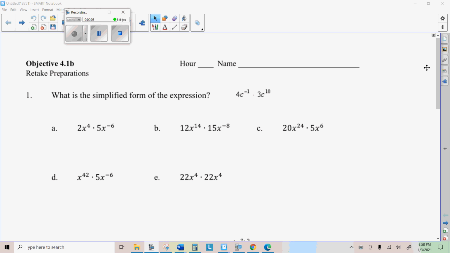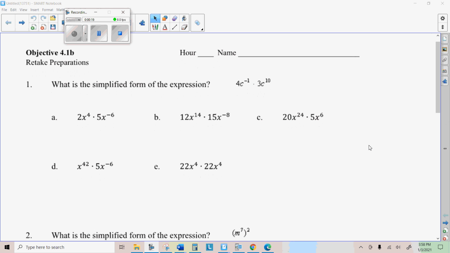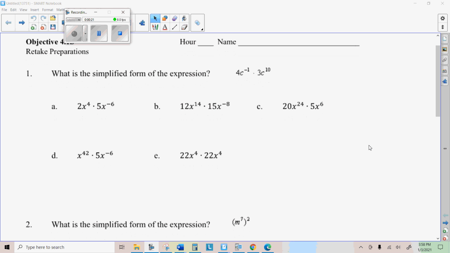It's Mr. Hermanson again. Say if you're watching this video, then you didn't do so well on Objective 4.1b. So I'm just going to review some of the things that should help you with that, so you can do the retake. All right, on this first problem, we need to just simplify this expression.